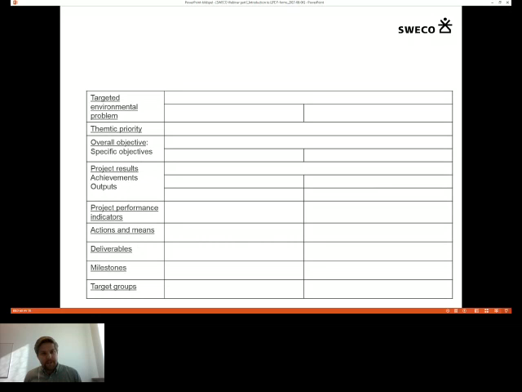The overall objective of the project needs to be linked somehow back to the thematic priority and the targeted environmental problem. We need to somehow abolish or reduce the environmental problem that we have been able to identify. And then we split that into smaller priorities, the specific objectives, where we can be a bit more specific of what we want to achieve, basically what we want to achieve, first of all, in terms of mitigating the environmental problem.